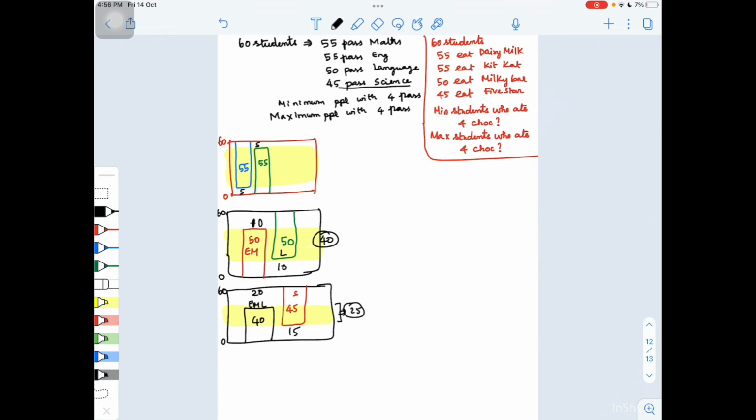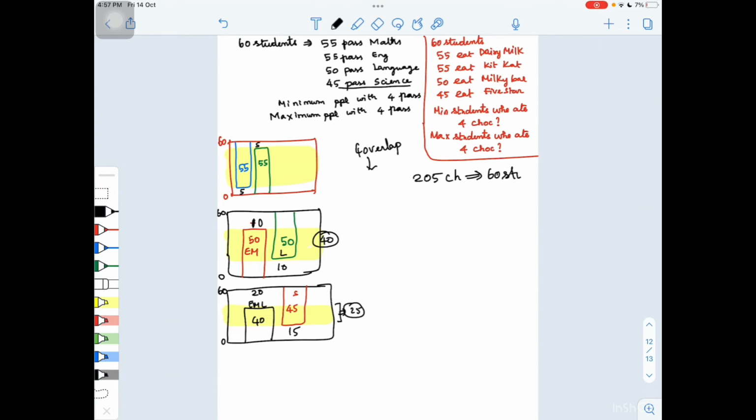So this problem, let's look at it in the students and chocolate method. It might be easier. How many chocolates are there? 55 plus 55, 110. 110 plus 50 is 160. 160 plus 45 is 205 chocolates. Out of these 205 chocolates, I need to give these 205 chocolates to how many students? 60 students. And I want to minimize the 4 overlap. If I want to minimize the 4 overlap, I have to make sure that there is no fourth chocolate for any students.